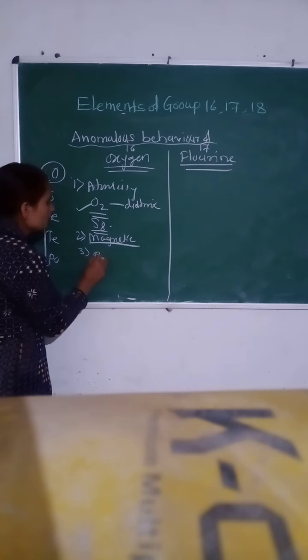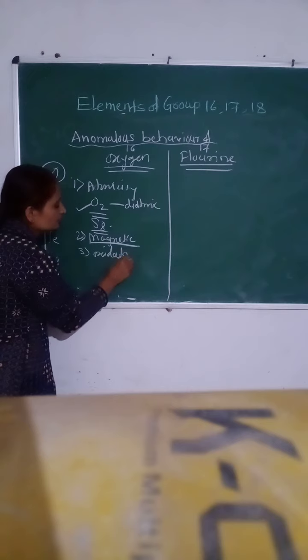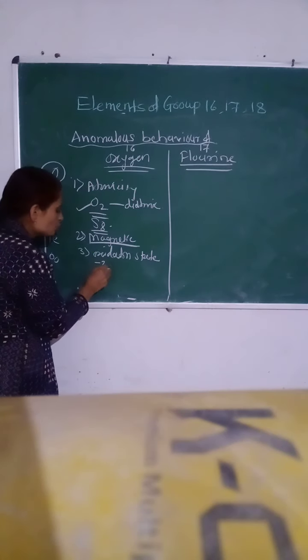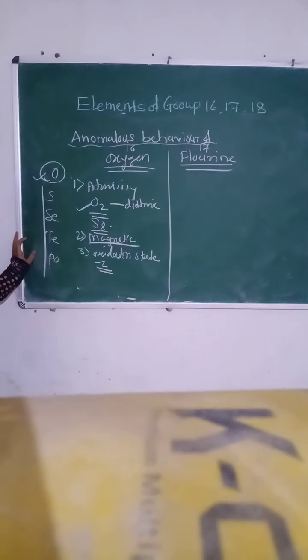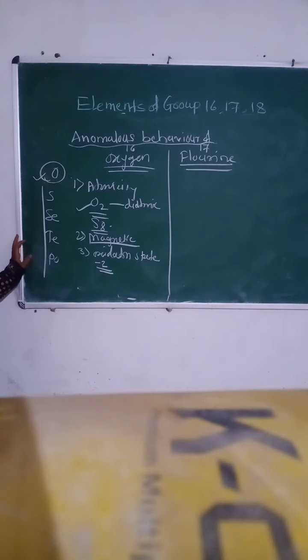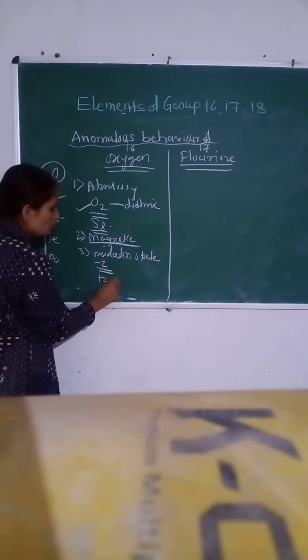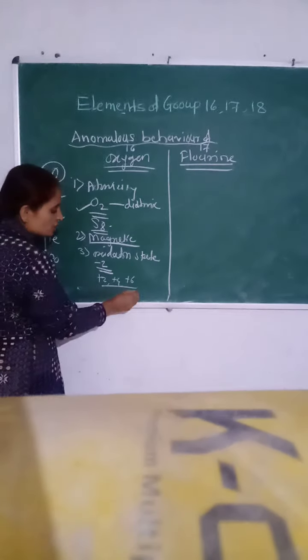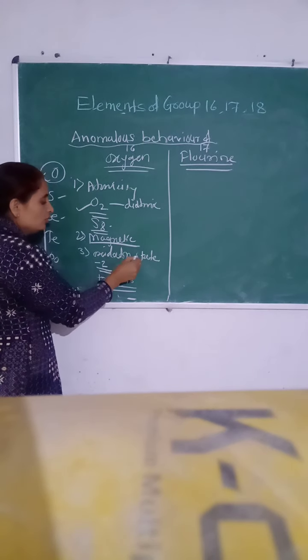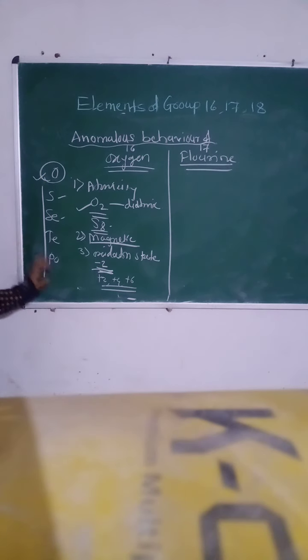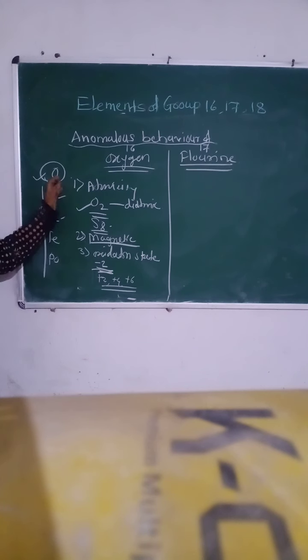Then oxidation state. The third property is oxidation state. Oxygen has the -2 oxidation state. While other elements, sulfur, selenium, tellurium, are observed in +2, +4, +6 oxidation states. Means oxygen is mostly observed in the -2 oxidation state. These are the anomalous properties, where oxygen is totally different from the others.